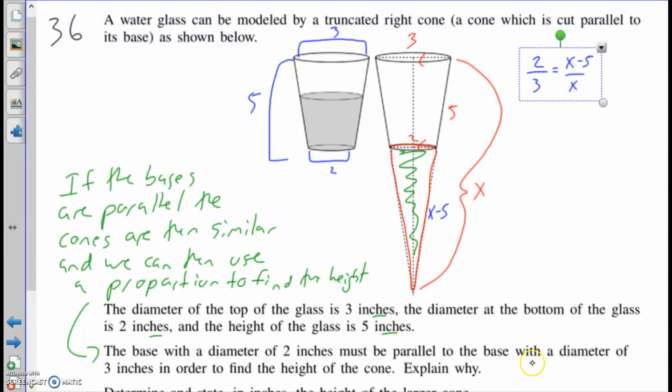and cross multiply this proportion. 2 times x is 2x. 3 times x minus 5 is 3x minus 15. Don't forget you have to distribute 3 times the x and the 3 times the negative 5.